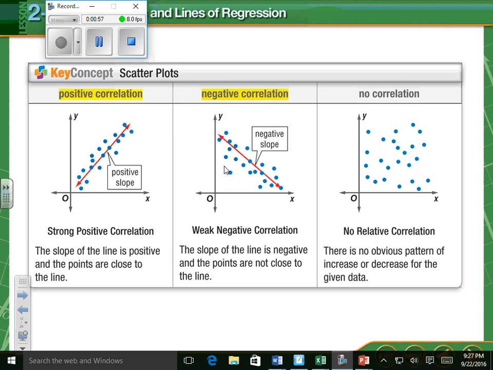You may have a few outliers. Even with a strong positive correlation, you could have some outliers. Sometimes there will be no correlation to the data. You can't tell if it's positive or negative, they're just very spread out, and it's hard to see a pattern.